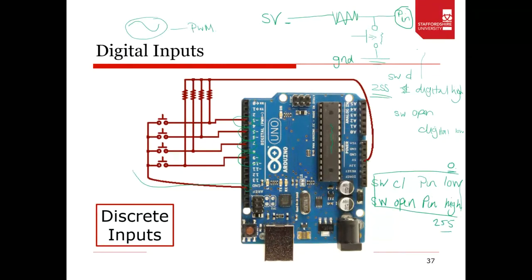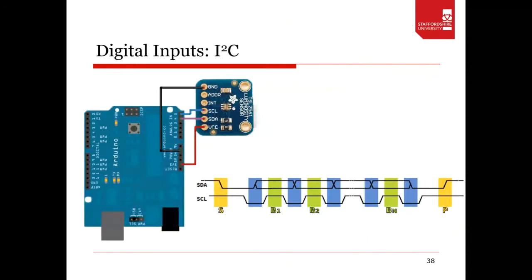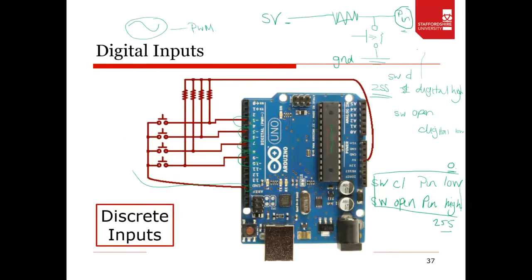So when the switch is open, then the pin is high. When the switch is closed, the pin is connected to ground, so the pin is low. Okay. So that's a simple push button input. So we can have many different digital inputs.